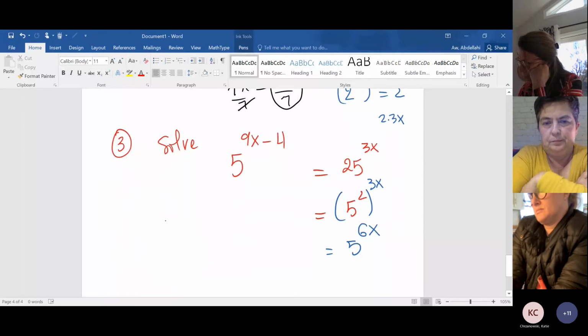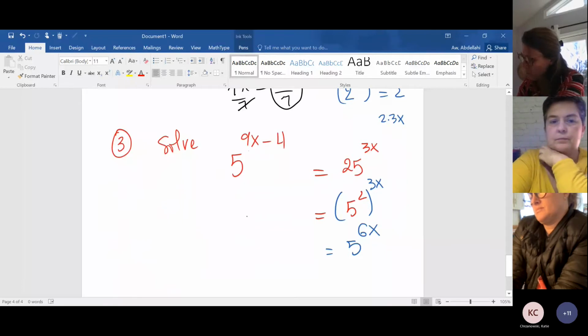So now what is the subsequent equation we have? What is the equation we will get? Now that we have the same base, we will write what? What is the next step?